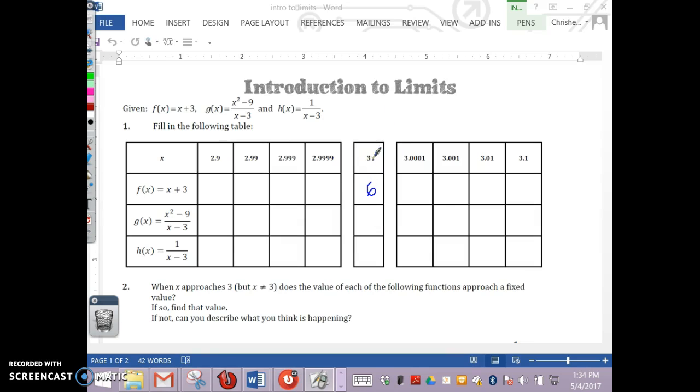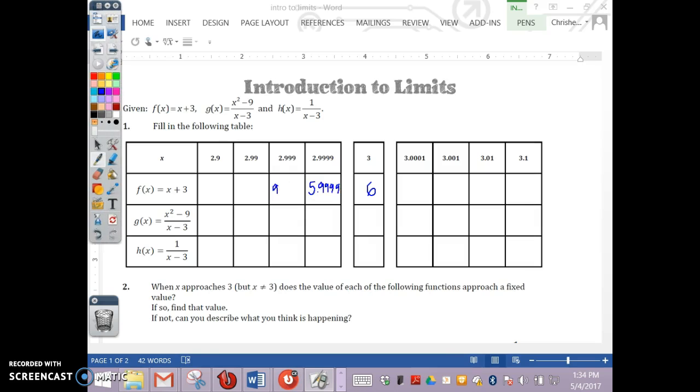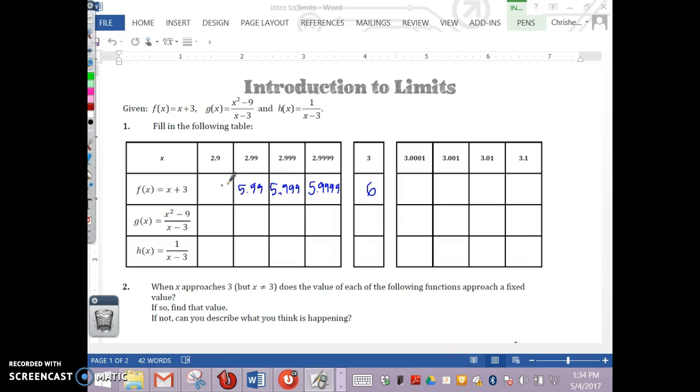As I start to move away from 3 and put in numbers that are smaller than 3, like 2.9999, 2.999, 2.99, 2.9, getting further and further away from 3, getting smaller, my 6 starts to also get smaller: 5.9999, 5.999, 5.99, 5.9. As I start to get a little bit bigger than 3, my y value starts to get a little bit bigger than 6.